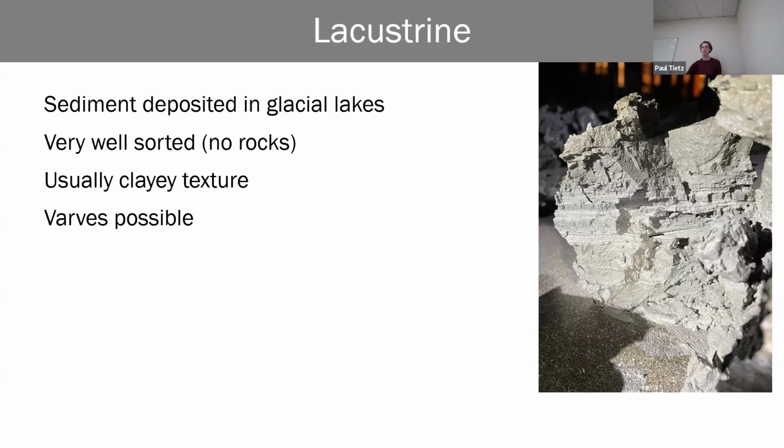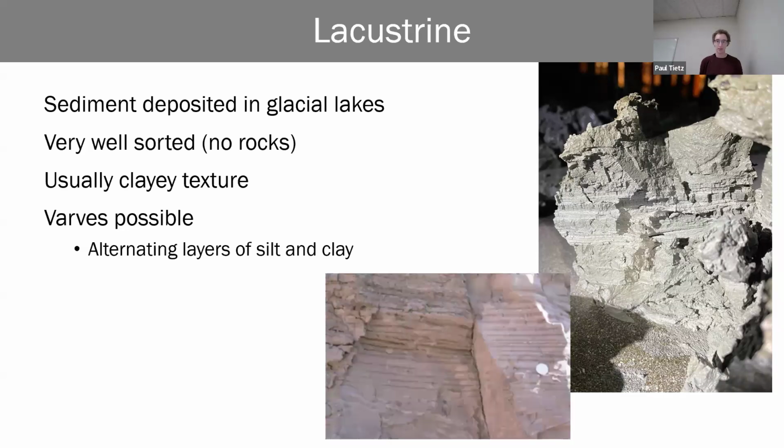In the summer, you have silt. In the winter, you have clay. Alternating layers of silt and clay, right, are these varves. There's a closer up view of it. You can see, in this example on the right, these alternating layers representing one single summer and winter cycle from thousands and thousands of years ago. I think that's really cool.